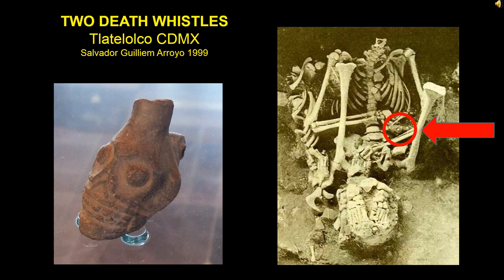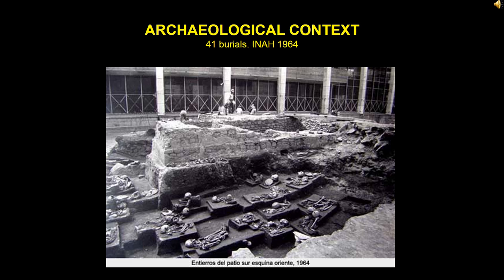I was not allowed to analyse the whistles, and their sounds were not published. The whistles from Tlatelolco are the first known ones associated with death that have an archaeological context, and it is a very complex and rich one. 41 burials with skeletons were found in that ceremonial space, as shown in the photo of the exploration in 1964. It's believed that the individual was sacrificed in honour of Ehecatl, the wind god. It was common practice for people to be sacrificed in a plea for rain and for an end to widespread famine and drought.